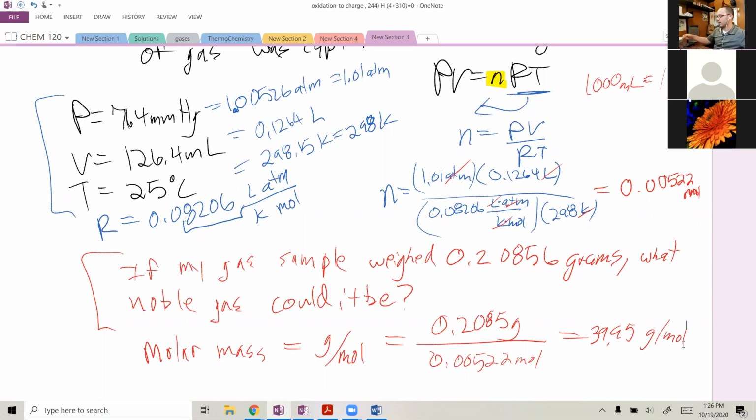And so this is why the ideal gas law can be so powerful, is there's a lot of information that we can pull out because it lets us take our gas and get us into moles, which we can then use for molar mass and things along that line. Does anyone have any questions about this kind of setup? Nope.